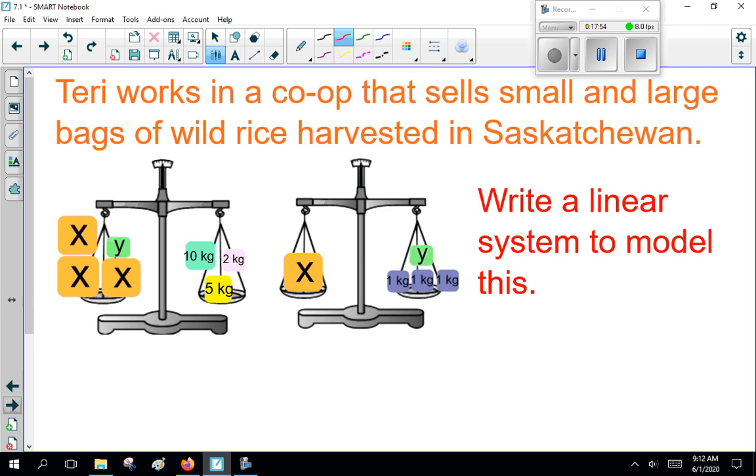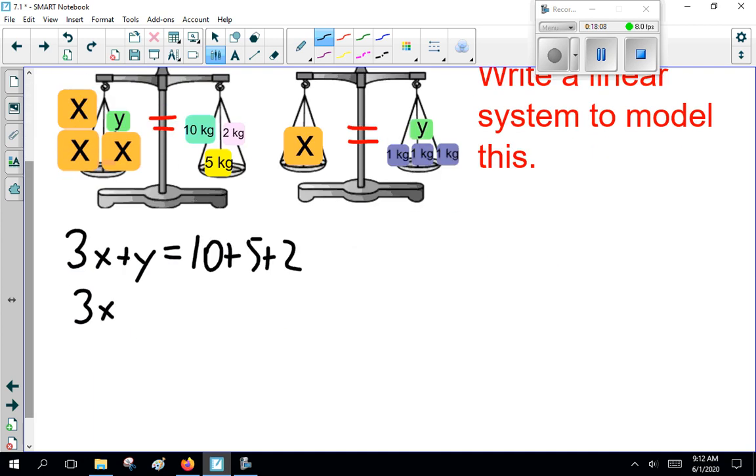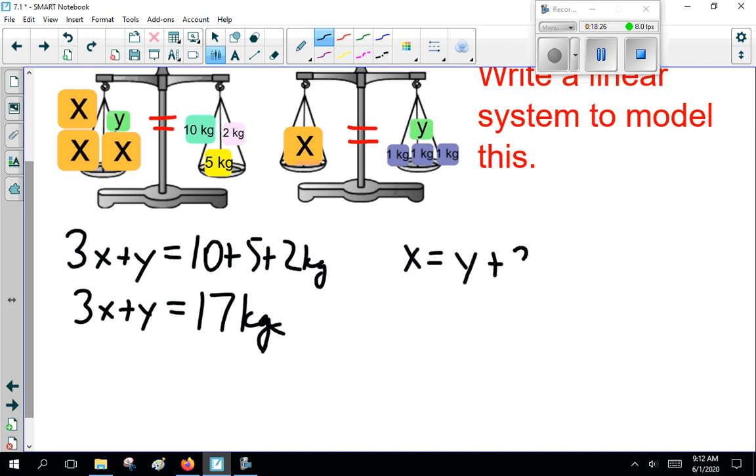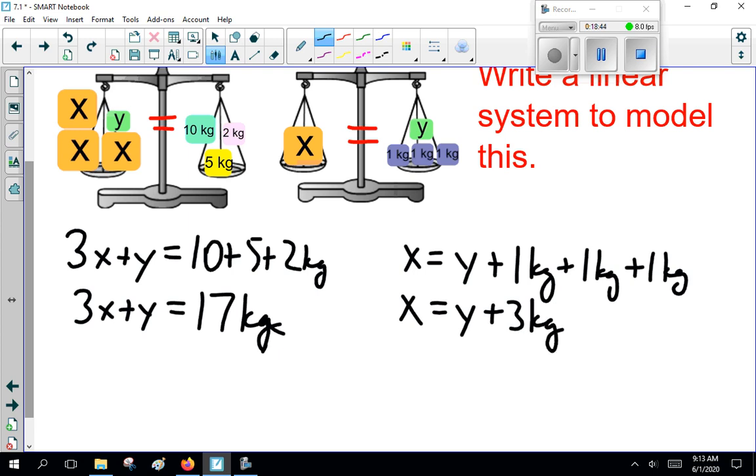Okay, so remember this is a balance scale. So this side equals this side. So what have we got here? 3 x's and a y equals 10 plus 5 plus 2, or 3x plus y, should go kilograms, because that is 17 kilograms. Okay? And what can we say about this other equation here? Well, you've got 1x equals y plus 3 kilograms. I'm sorry, I skipped a step there. I really should be going 1 kilogram plus 1 kilogram plus 1 kilogram. But I just went 1, 1, 1 is 3. Y plus 3 kilograms.